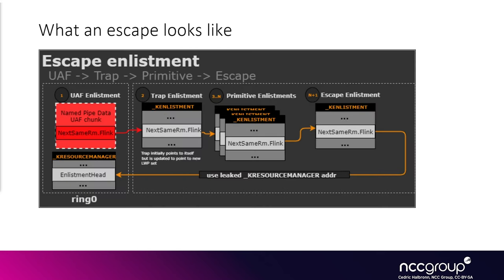This diagram shows all the fake userland enlistments that we can build so far. And so the new enlistment we introduce in the final step is the escape enlistment. Basically, the idea would be that in step one, we have the spray enlistment that is used to replace the free K enlistment chunk. And this enlistment is also named use after free enlistment in this diagram. In step two, there is a trap enlistment that initially points to itself so we can detect the race condition from userland. In step three, we introduce primitive enlistments to elevate our privileges and they are yet to be found. And in the last step, we can inject some new userland fake enlistment that we call escape enlistment, which has its next same RM flink pointer set to the K resource manager enlistment head in order to escape the loop and return to userland.